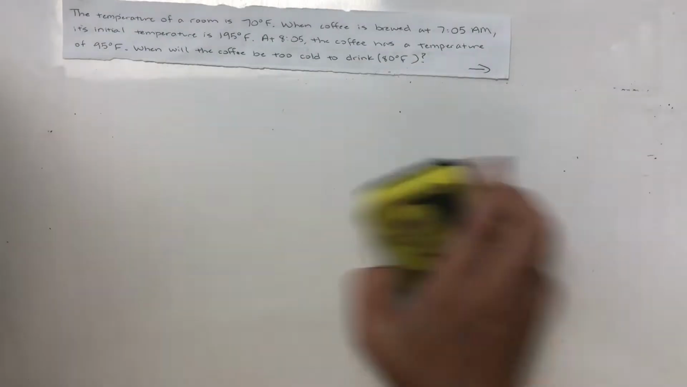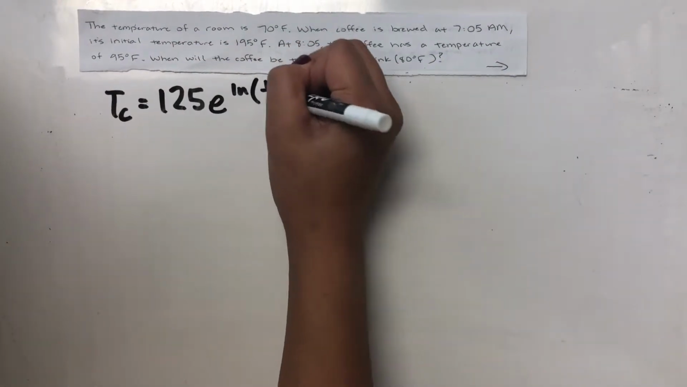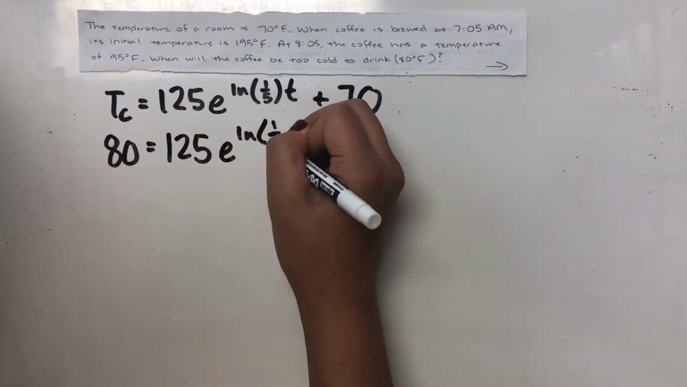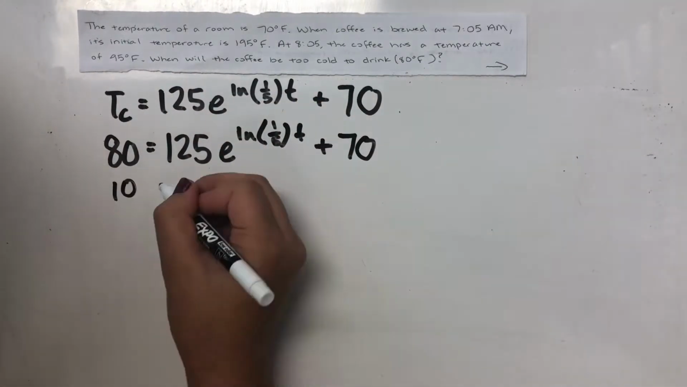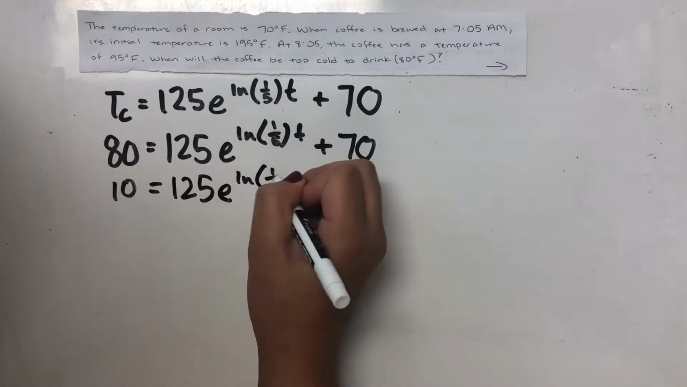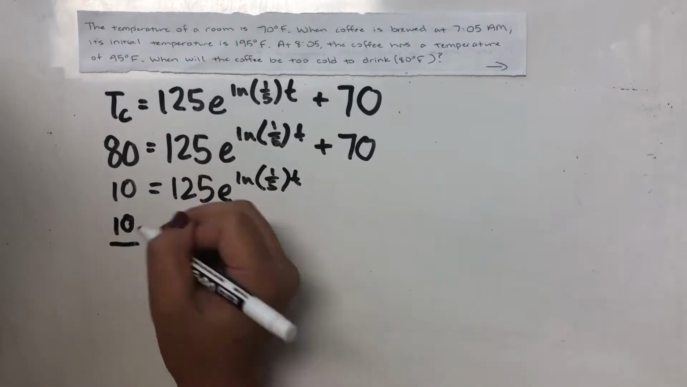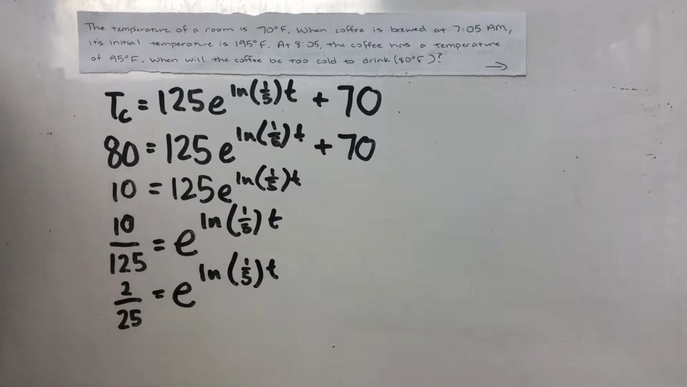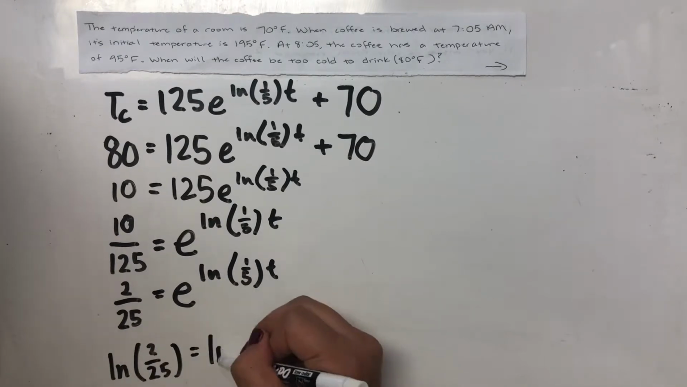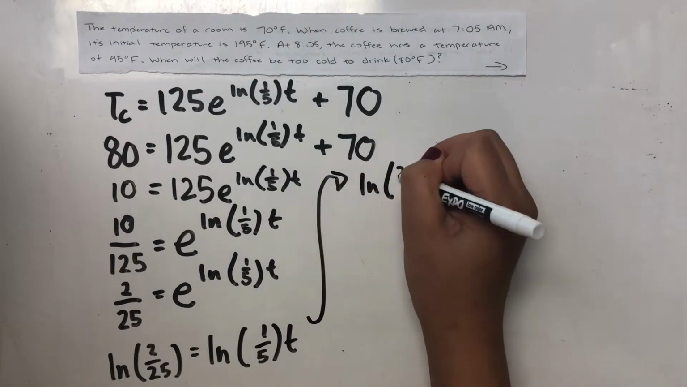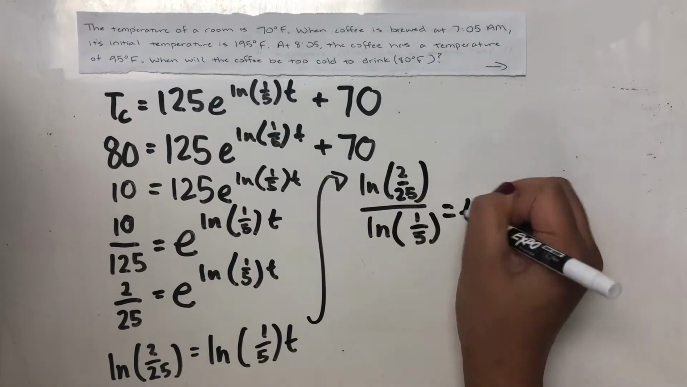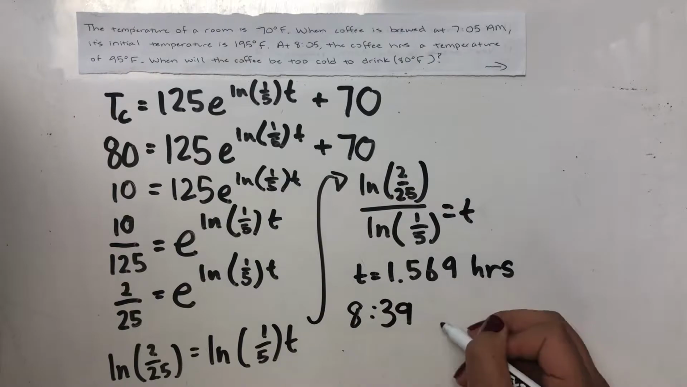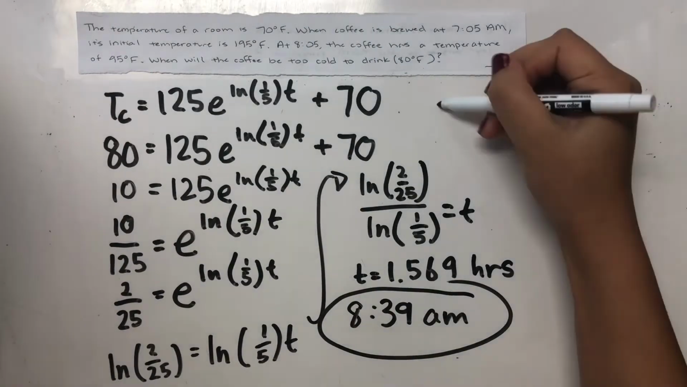Now that we know both K and C, let's rewrite our equation with the values substituted. Plug in 80 for T sub C to solve for the time at which the coffee will reach that temperature. Isolate the variable for time. After taking 1.569 hours, turn this into an actual time, and we get 8:39 a.m.